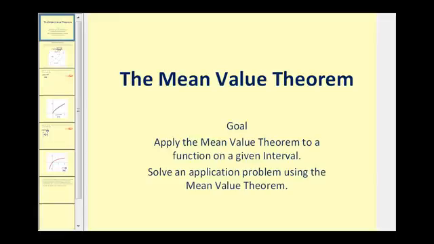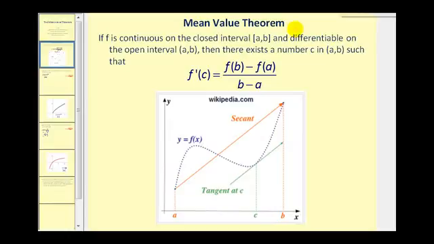Okay, welcome to a video on the mean value theorem. The goal of this video is to apply the mean value theorem and also to solve an application problem using the mean value theorem. And this is what the mean value theorem states.